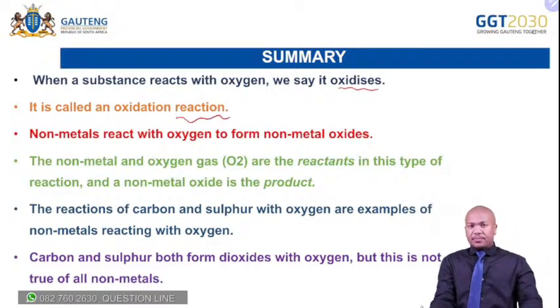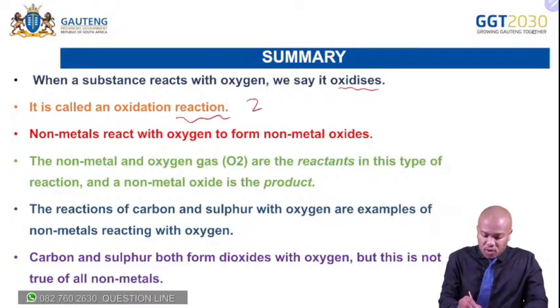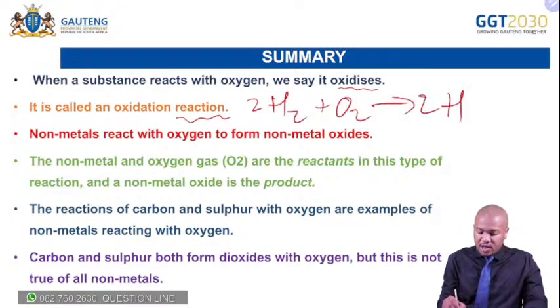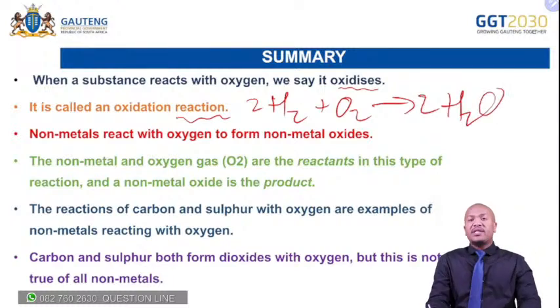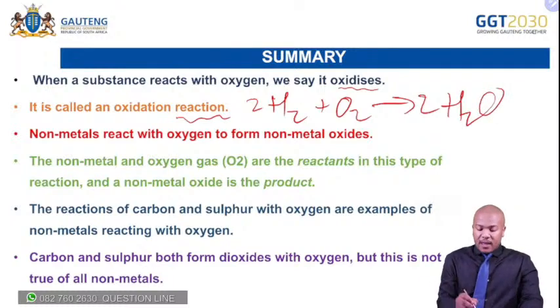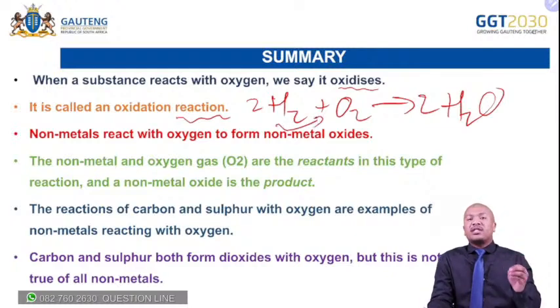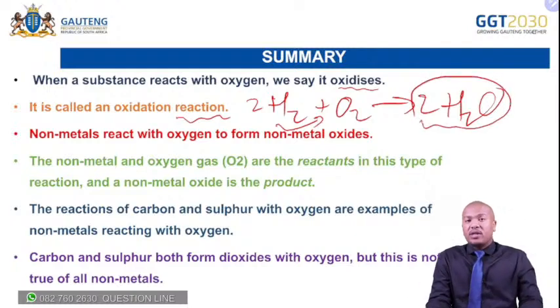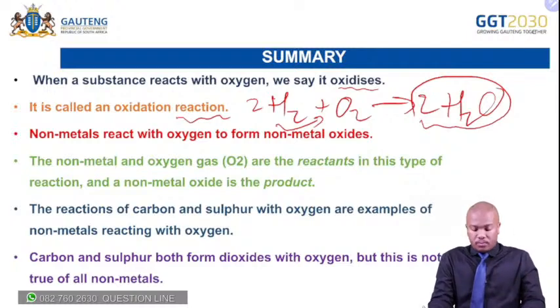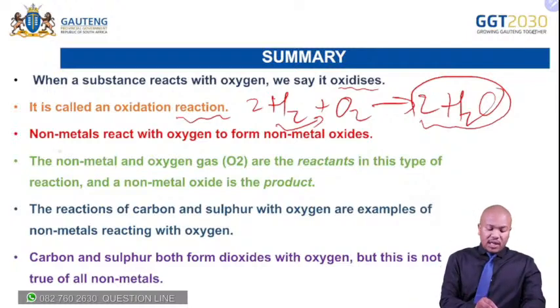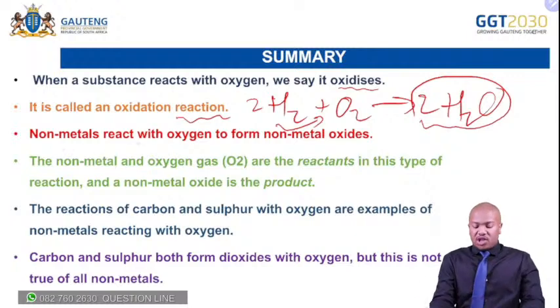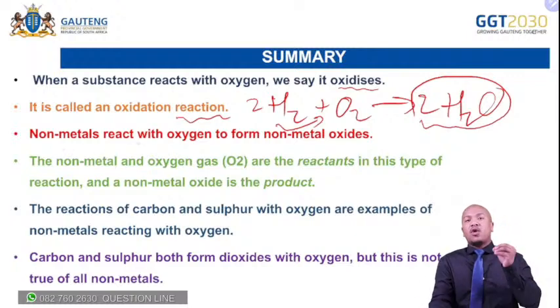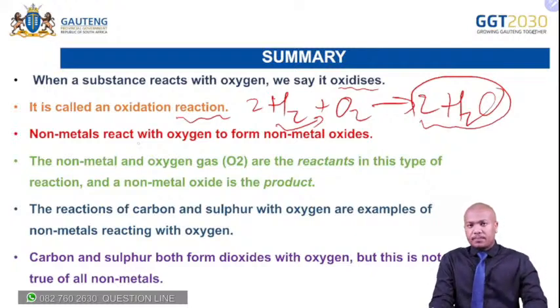You still remember that? I gave you an example of 2H2 plus O2 forming 2H2O. And in that example, we said that these hydrogens are oxidized. Therefore, that's why you have this as a product, 2H2O. We talked about that nonmetals react with oxygen to form nonmetal oxides as products.